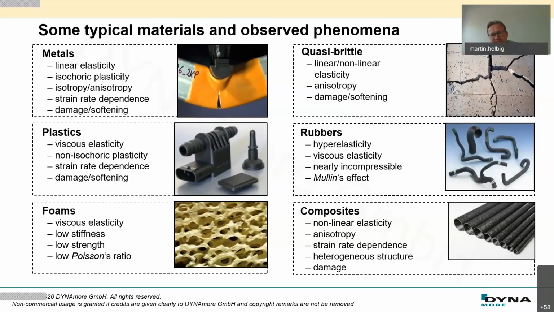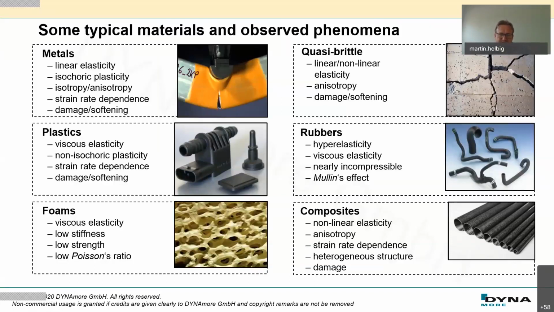These elastic deformations also depend on the loading velocity, so we have viscoelasticity. They are nearly incompressible. This causes some problems in compression, for example, and this Mullins effect. You will see this effect if you do some loading or unloading tests.